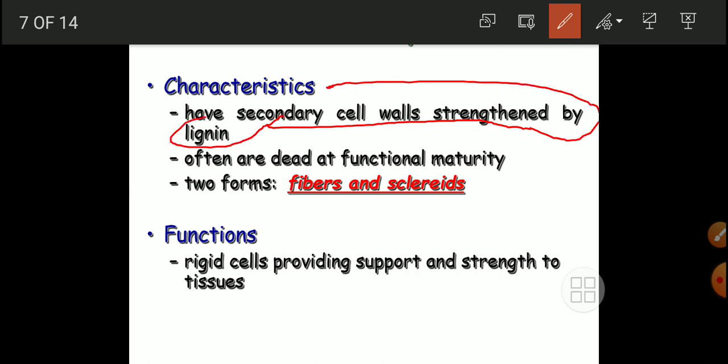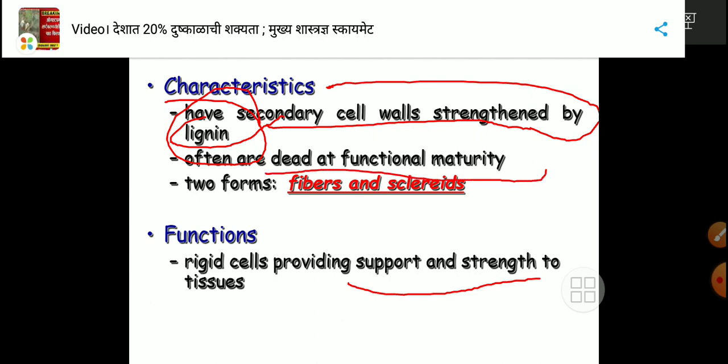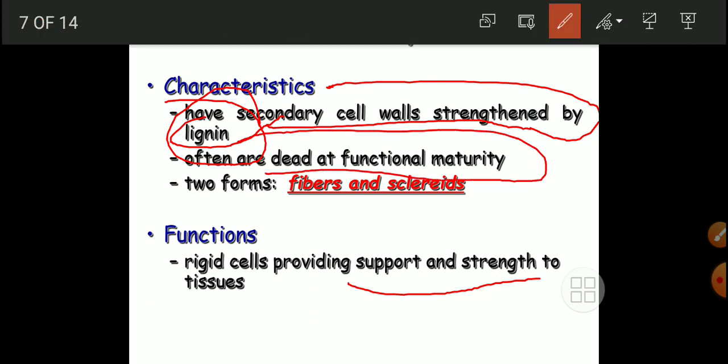आता ह्या टिश्यूजवळच वेपन आहे, स्ट्रेंथ कडक आहे, म्हणजे काय करत असली पाहिजे, it provides definitely strength and support to the tissue because it is already, we have to say that, having a strength and that strength is because of deposition of lignin, isn't it? Often dead at functional maturity. Functional maturity वेळी ते कशा असतात, डेड.